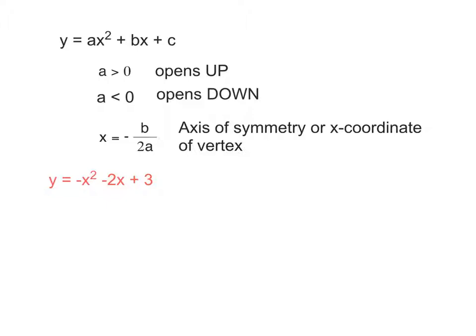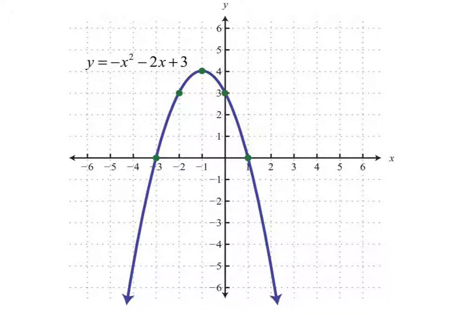So now let's look at a specific example. Let's say we have the equation y equals minus x squared minus 2x plus 3. Now notice, in this case, a is equal to minus 1, b is equal to minus 2, and c is equal to 3. So how would we go about graphing this?